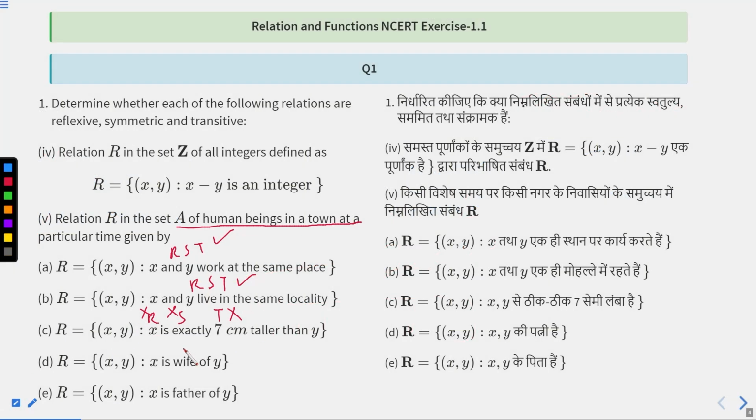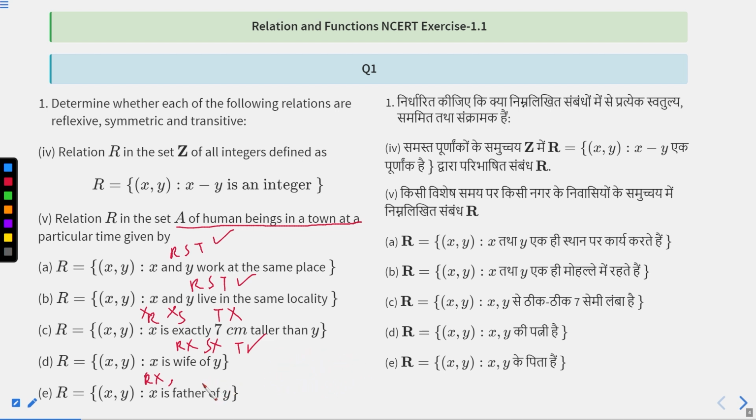So reflexive? No. Symmetric? No. Is it transitive? Yes. Now the last one is quite easy. I am doing it verbally, so please follow along. x is the father of y. For reflexive, is x the father of himself? No. So it is not reflexive. For symmetric, if (x, y) belongs to R, then (y, x) belongs to R. If x is the father of y, is y the father of x? No. The father relation is only one way.